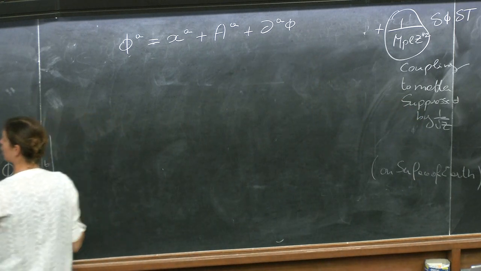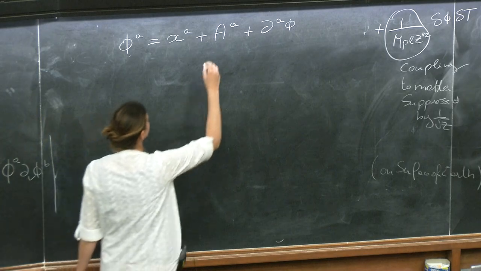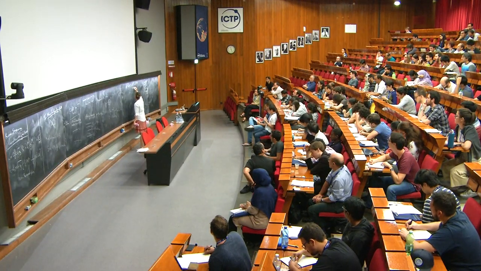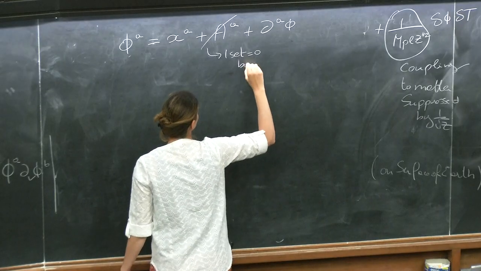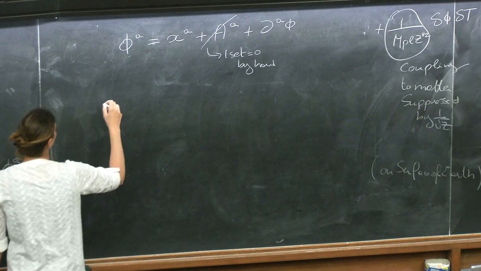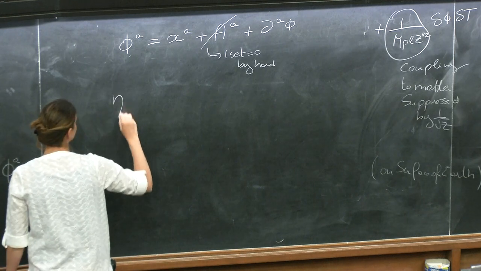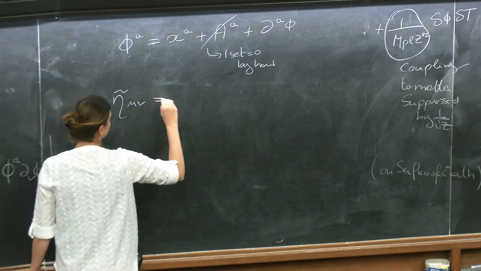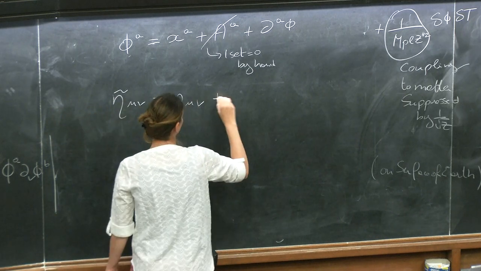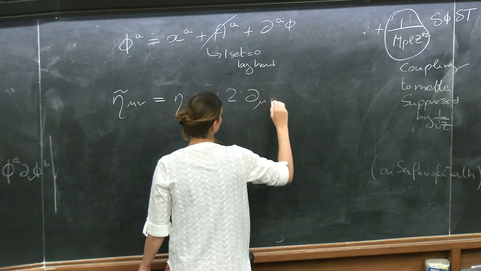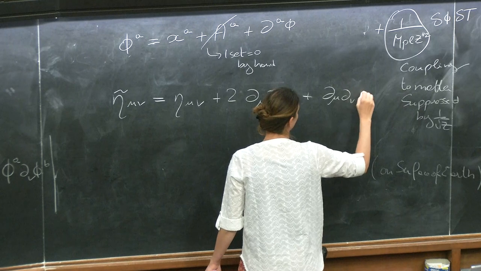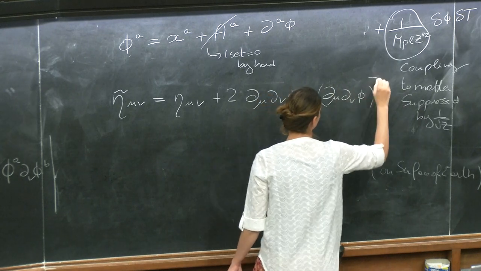And so the way they come into eta mu nu, let me set that to zero. I'll set it by hand for now, just to focus on the point. It's not that it's zero, it's just too complicated for me. So then eta tilde mu nu, in that case, is eta mu nu plus 2 d mu d nu phi plus d mu d nu phi squared.